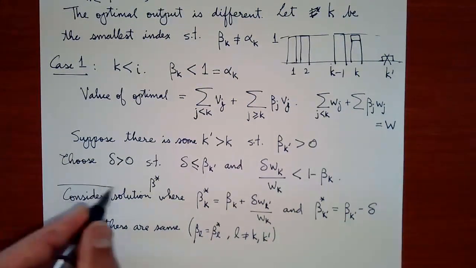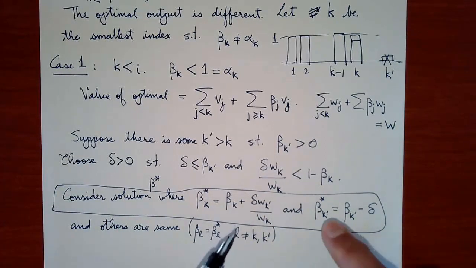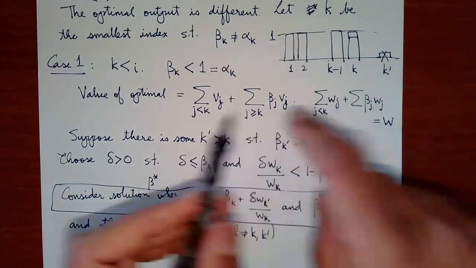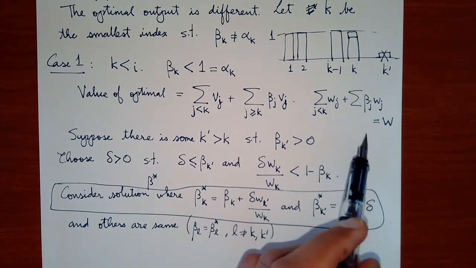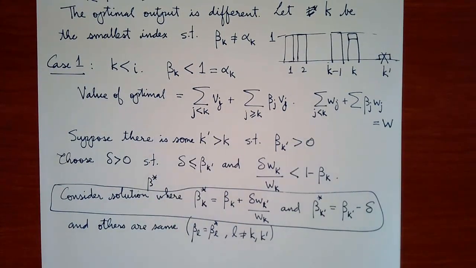So I modified it by doing this process. I changed the solution in this way. Now I need to argue that this solution satisfies both of these constraints, because if it satisfies the second constraint, then it's a valid knapsack solution, and then argue that it actually has a larger optimal. Is this making sense here? Any questions about this?